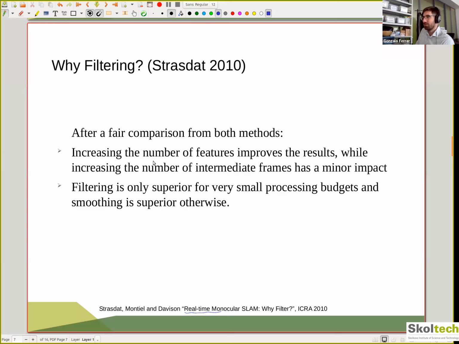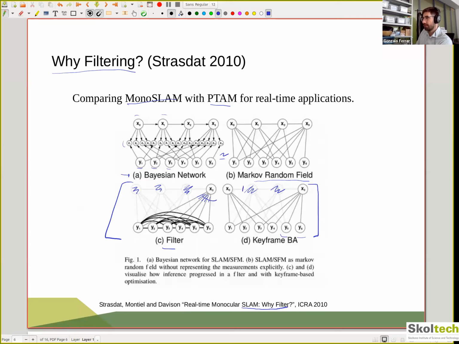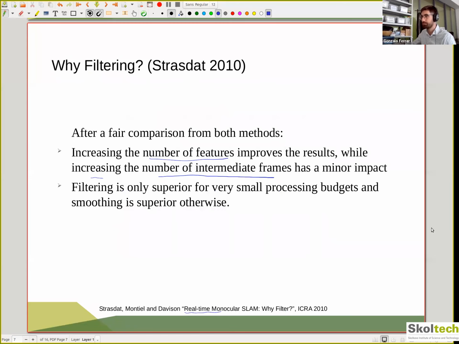In general, if you increase the number of features, that's points, it improves the results, right? For both of them. But if you increase the number of intermediate frames, it has minor impact. So what does it mean? That even if you add more things here in the middle, this is not really going to affect so much. So these intermediate poses are not helping so much. If you have more points, this helps. So imagine your detector, instead of detecting hundreds of key points per image, you detect more, and this is better. This comes at a price, right? But I think the important takeaway is that having more poses is not really helping.